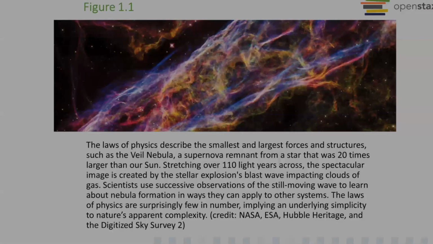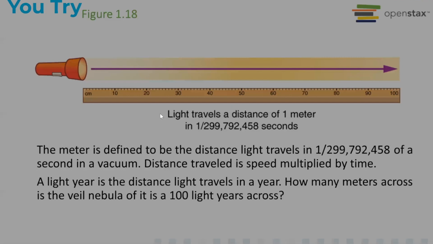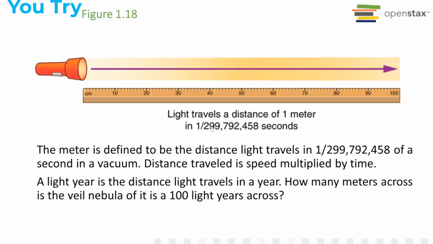You might have seen this in the reading as you were going over it, if you did the reading. So this is a nice image of the Veil Nebula, which is 110 light years across. Really pretty picture. And then we talked about last week also that a meter is the distance that light travels in 1 over 300 million seconds. So a light year is the distance light travels in a year. So how many meters across is the Veil Nebula if it is 100 light years across?